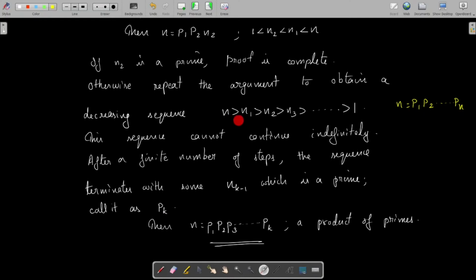Note that here we have a decreasing sequence. All the integers in the sequence are greater than 1, and the integers go up to only n. We start with n, and n1, n2, n3 are all integers less than n which are greater than 1. So in this sequence there can be at most n minus 1 integers. So this sequence terminates at some nk minus 1, which must be a prime number, and we call it as pk. So we can write n as p1 into p2 into p3 into etc. into pk, which is a product of primes.